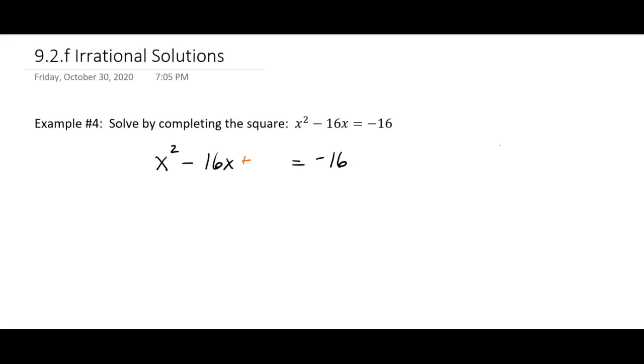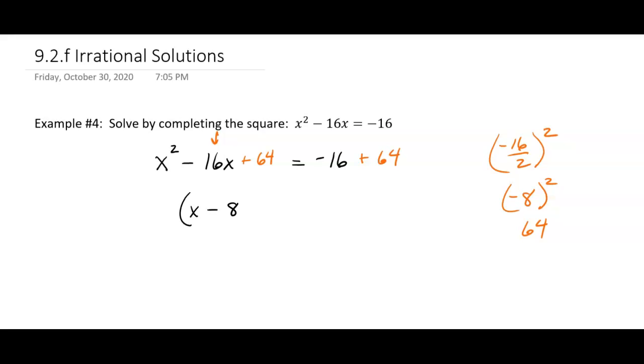Okay, so take your negative 16, this one right there, divide it by 2 and square it. So you get negative 8 squared, which is 64. So you're going to add 64 to the left-hand side and add 64 to the right-hand side. Okay, so then now we're going to factor the perfect square trinomial into x minus 8 squared equals, and then we have to think what's negative 16 plus 64. I'm thinking it's 48.